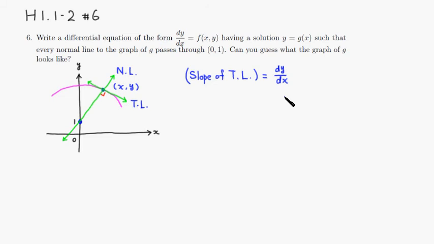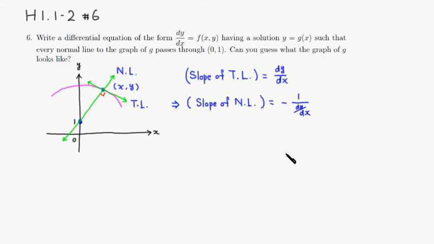If you want to find the slope of the normal line, which is perpendicular to the tangent line, that means the slope has to be the negative reciprocal of dy over dx.